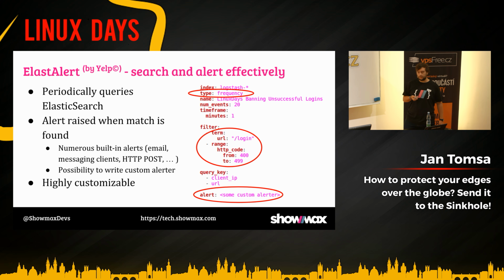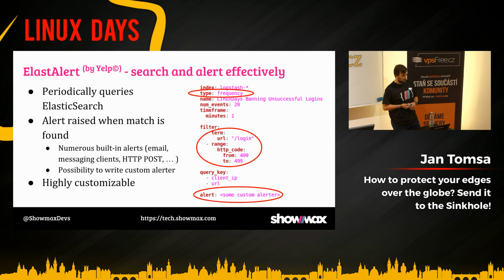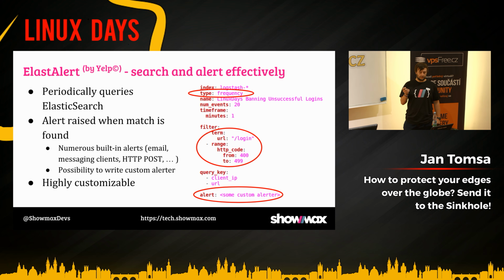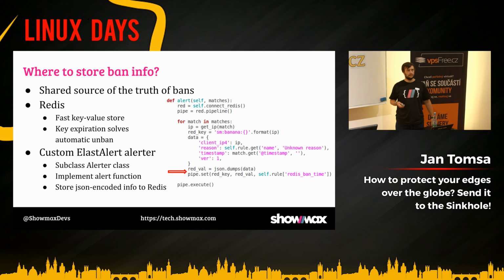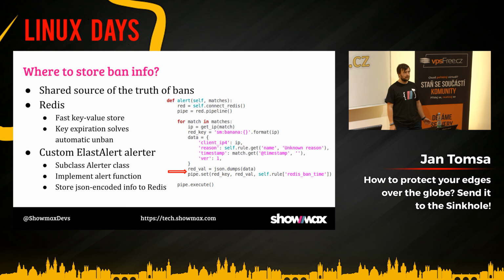So now we know how to find the attackers and various hacking attempts. Now we need to publish this information for other parts of Sinkhole. We don't need any special features of classical relational databases for that. We need just a fast key-value storage, so for that we have selected Redis. It also elegantly solves automatic unban, because we can use its key expiration for that.